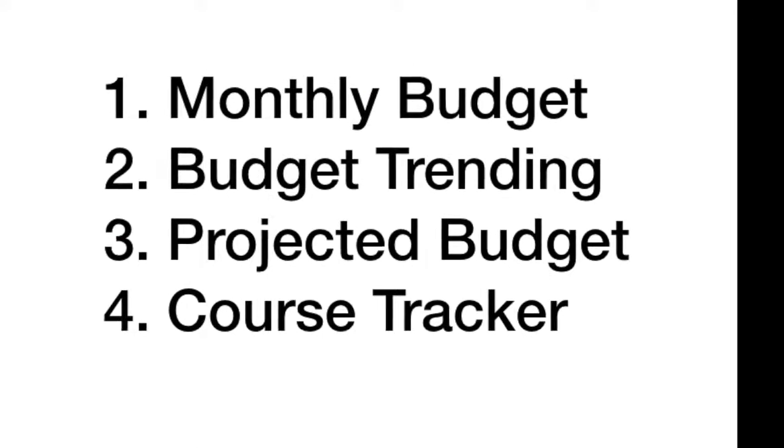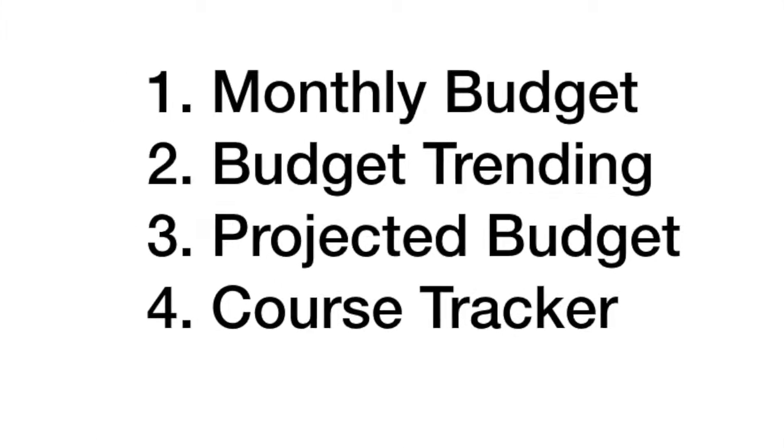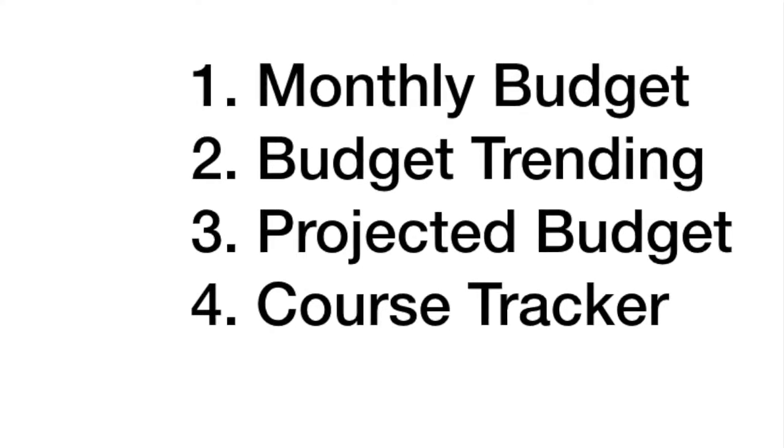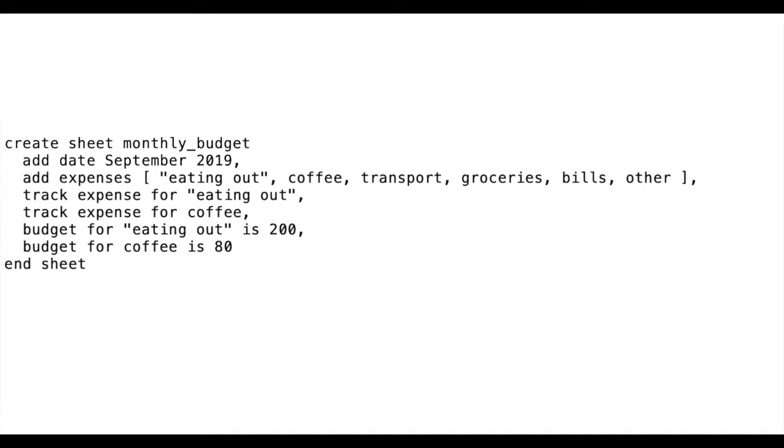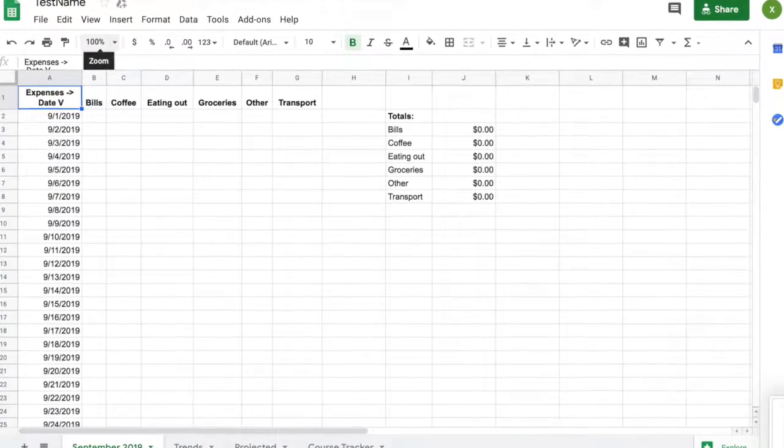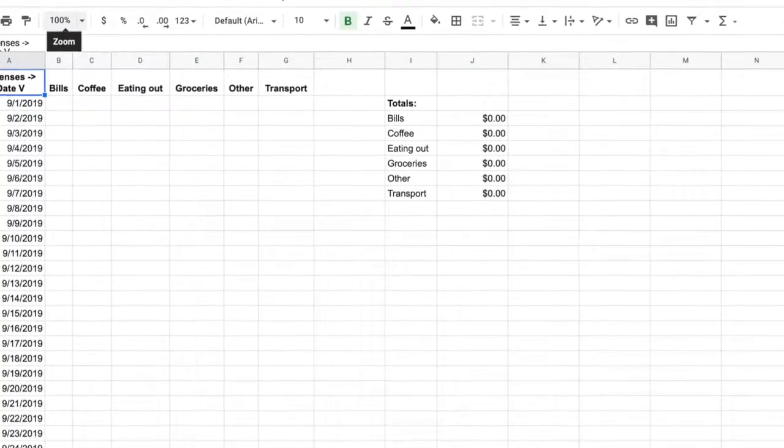Sheet SL has 4 major functionalities: monthly budget, budget trending, projected budget, and course tracker. For monthly budget, Sheet SL allows users to first add columns of expense types, then announce a budget limit for any specified columns, and track expenses of the columns, which will be summarized and highlighted on the side of the sheet. Then a budget sheet will be created for later input from users.